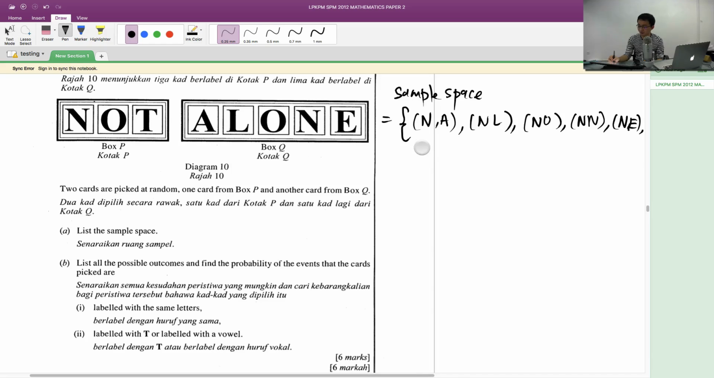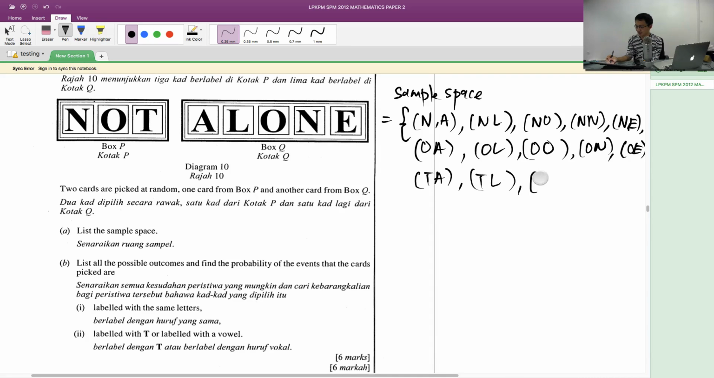Alright, then I will start from O. It can be ON, OA, OL, OO, ON, OE. Alright, then we go to T. So it's just TA, TL, TO, TN, and TE. Alright, after you're done already, make sure you close the bracket.